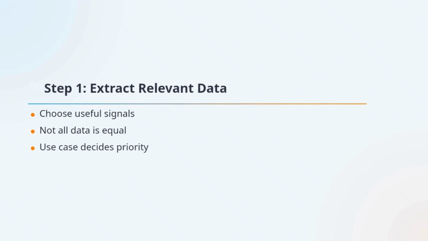For some items, images are most important. For others, text, user interactions, popularity, or graph relationships may matter more. The right choice depends on the product goal. For visual search, image content may be best. For recommendations, co-occurrence and behavior may be stronger signals.